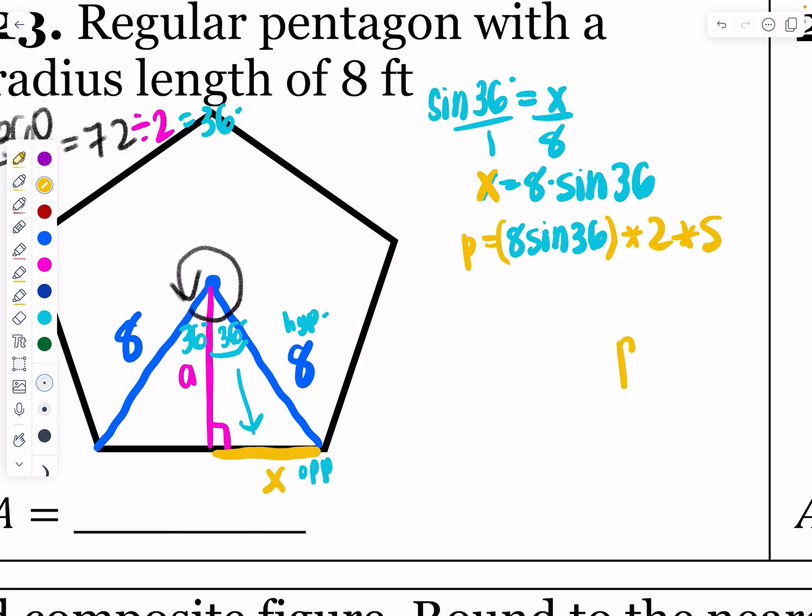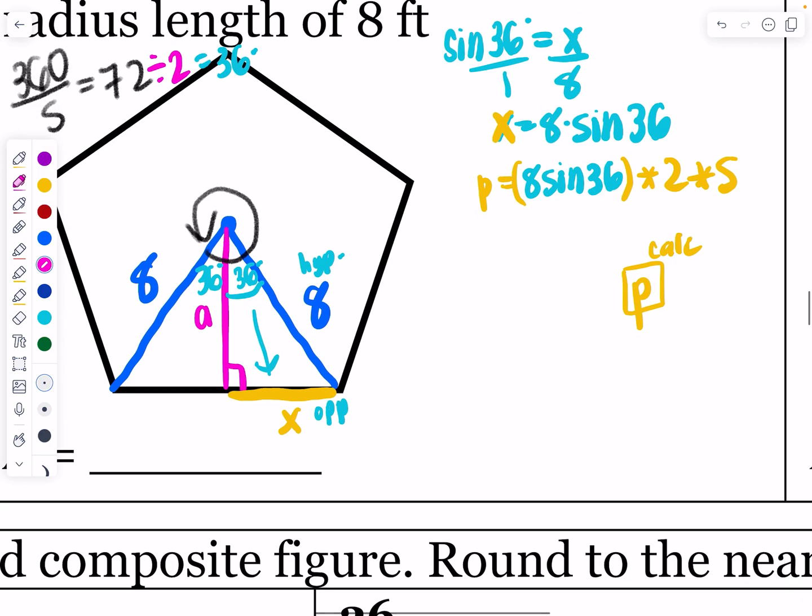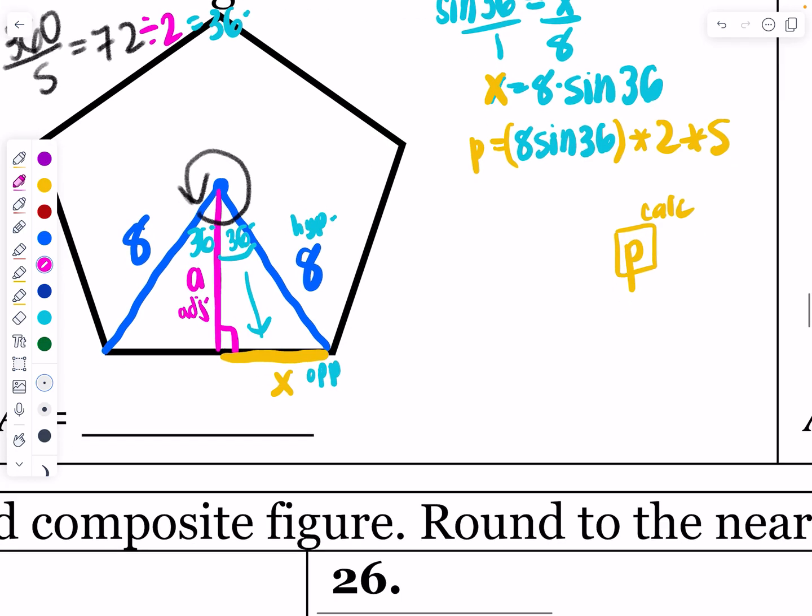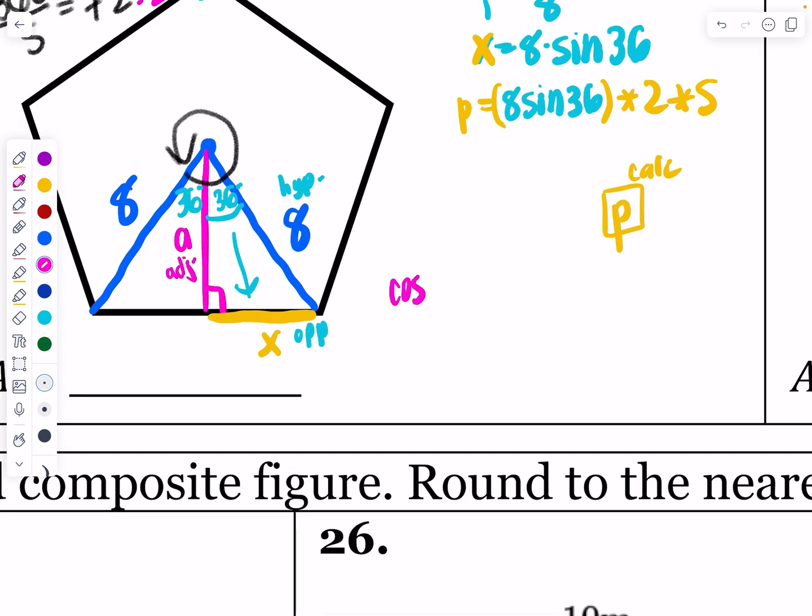And so when I plug that into my formula, I'm just going to do P for perimeter. We know that that's going to be in my calculator. How do I find my apothem? So this is going to be a little bit more complicated. How do I find my apothem? Well, from my 36, this is my adjacent, and this is my hypotenuse. So I'm going to use cosine to find the apothem. Cosine of 36 degrees is equal to A over 8. So when you cross multiply, my apothem is going to be 8 times the cosine of 36.